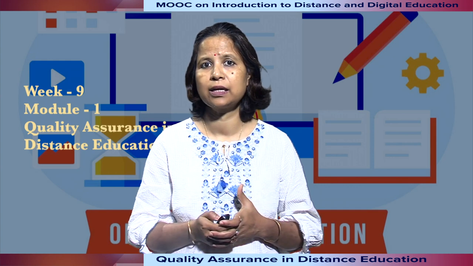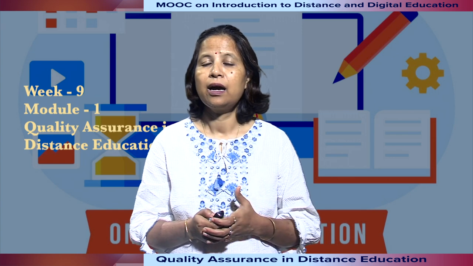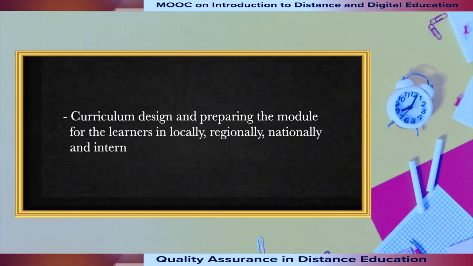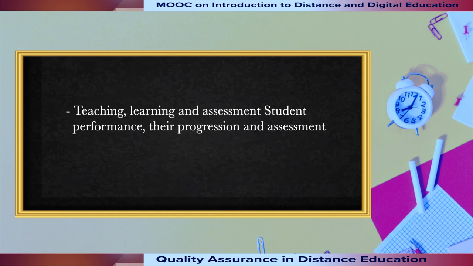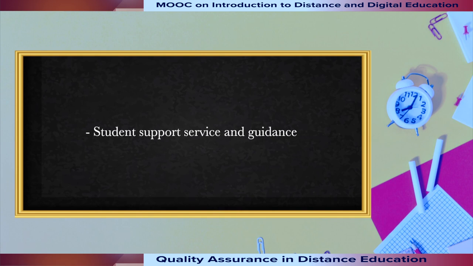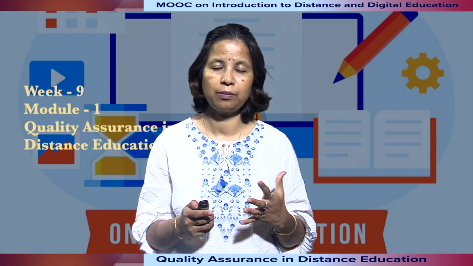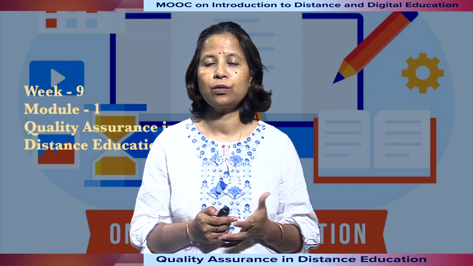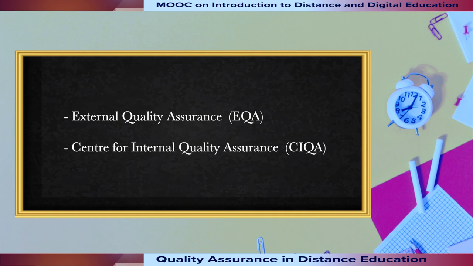There are some areas where special focus should be given for maintaining the degree of quality, say, in terms of curriculum design and preparing the module for the learners locally, regionally, nationally, and internationally. Teaching, learning, and assessment. Student performance, their progression and assessment. Student support service and guidance. There is another very important mechanism that we have already mentioned above, relating to assuring quality at institutional level, such as external quality assurance and the Centre for Internal Quality Assurance.